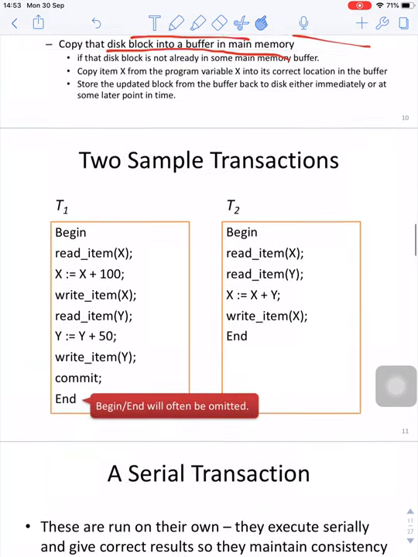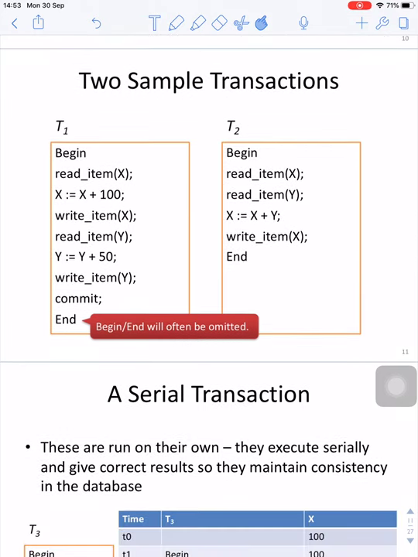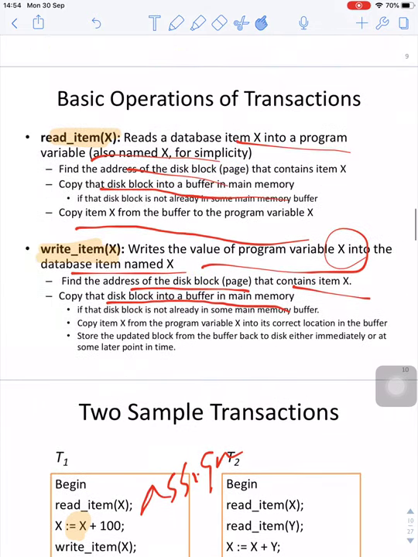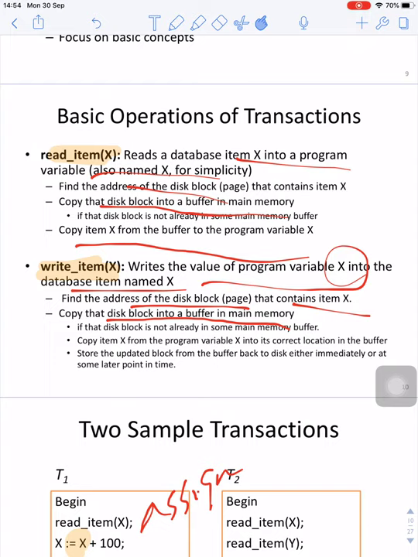Okay, cool. Let's go to the two sample transactions. We begin the transaction by read item X, then assign X plus 100 to X, and write item X. Read item Y, and write item Y, commit. Transaction 2 begins with read item X, read item Y, assigns X plus Y to X, and write item X. So the main takeaway is that write item writes the value of the program variable into the database, and read item reads from the database into the program.